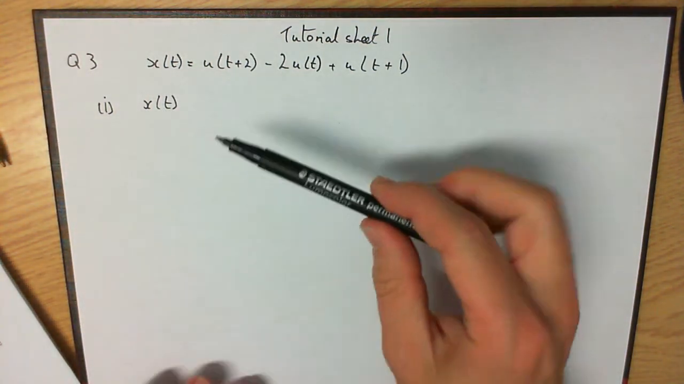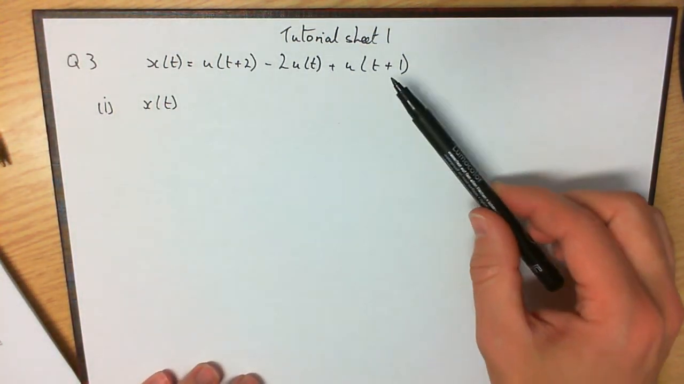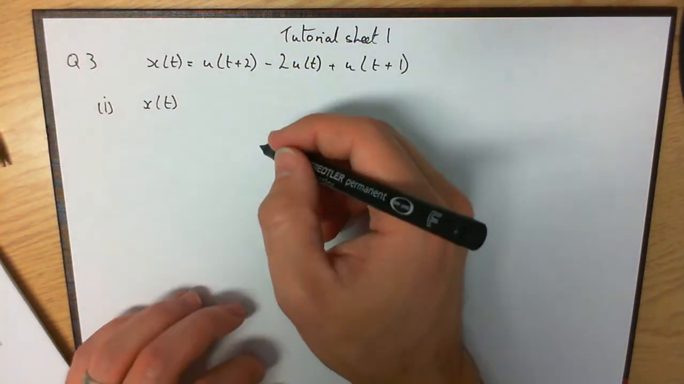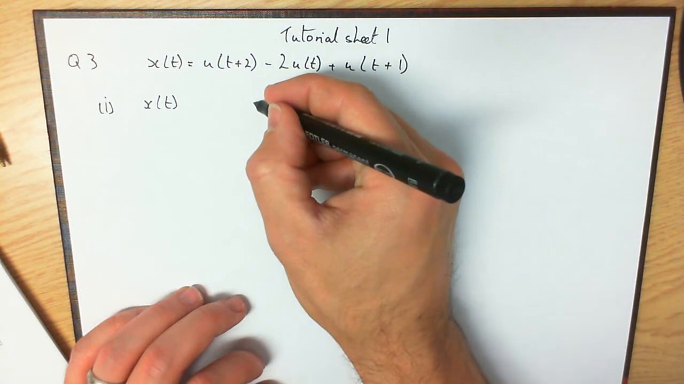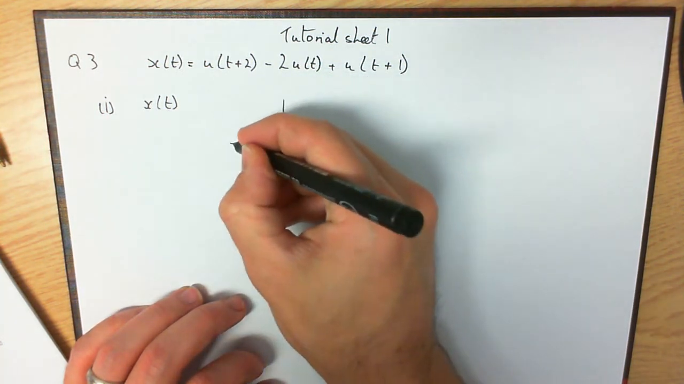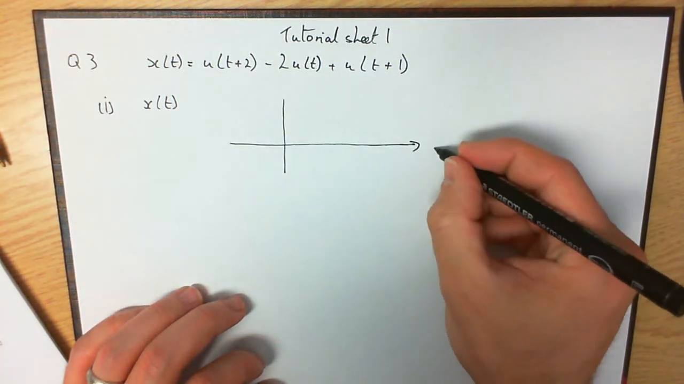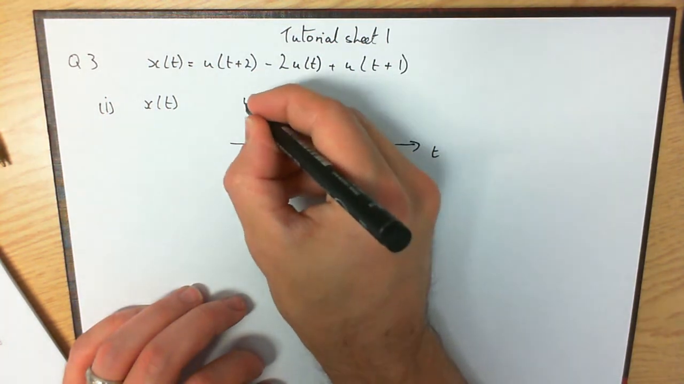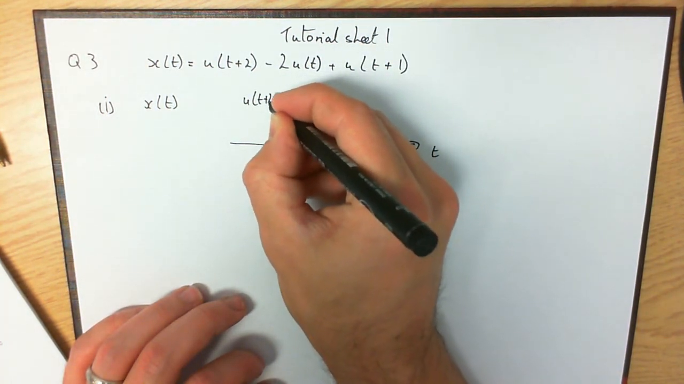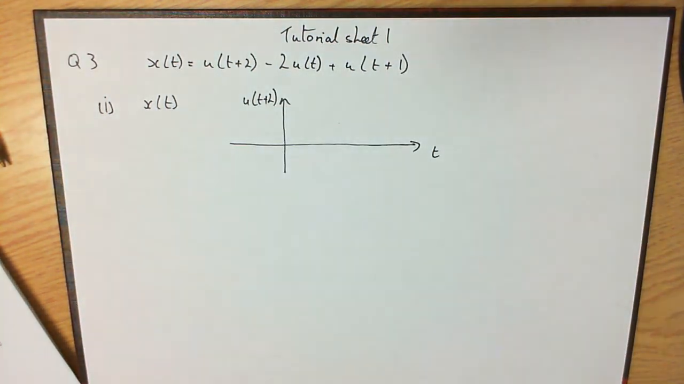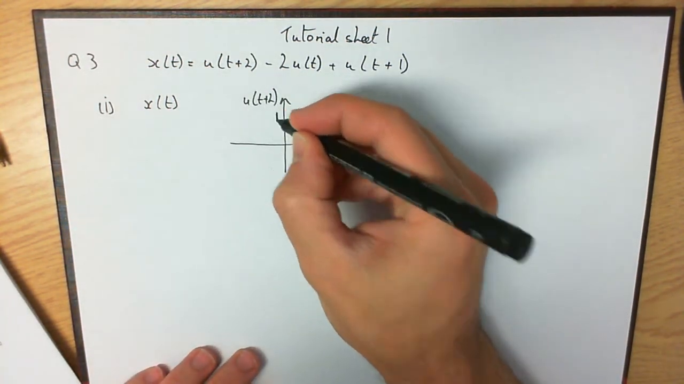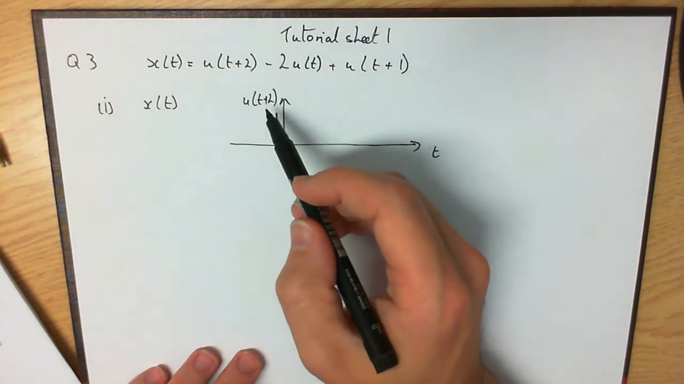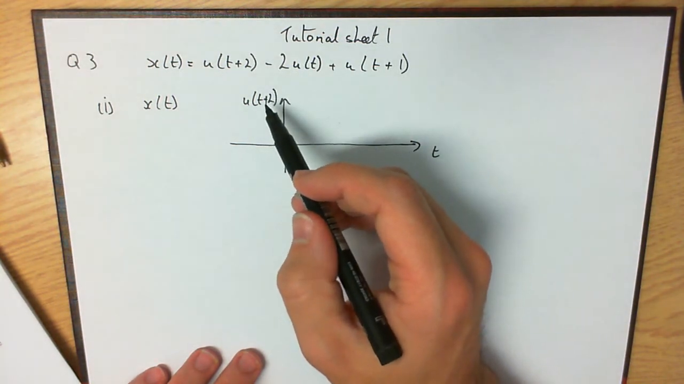Okay, so what I'm going to do again, I'm going to split these up into 3 separate elements and hopefully have a graph for all of them. So first of all, I'm going to have a graph for u of t plus 2. Well, because it's a u of t, it has an amplitude of 1. But at what time does this become 0?